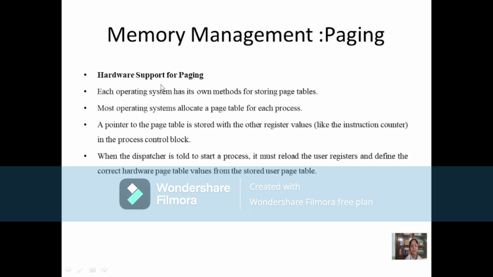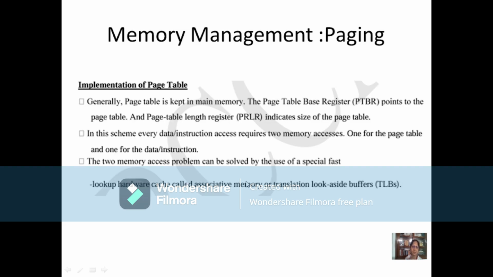Let us see what hardware support we need for paging. Each operating system has its own method for storing page tables, and most operating systems allocate a page table for each process. A pointer to the page table is stored along with other register values like the instruction counter, in our PCB, also known as the process control block. Now when the dispatcher is told to start a process, it must reload the user registers and define the correct hardware page table values from the stored user page table.